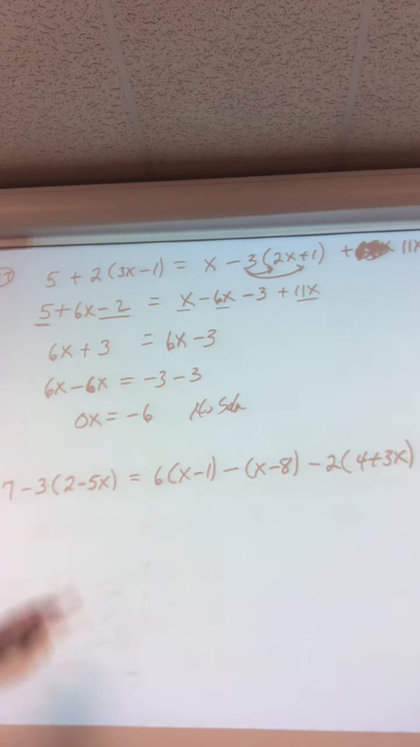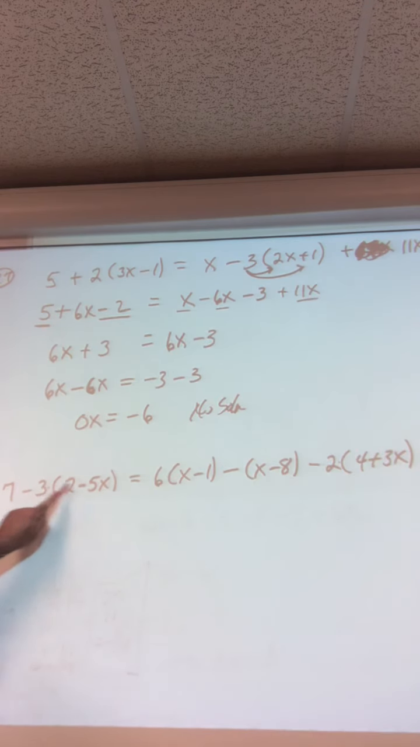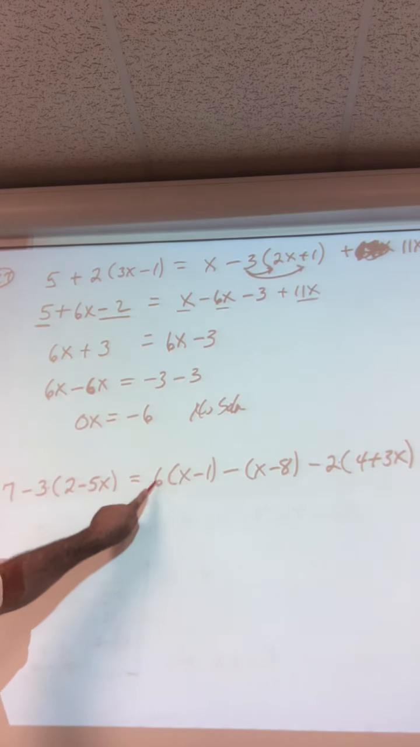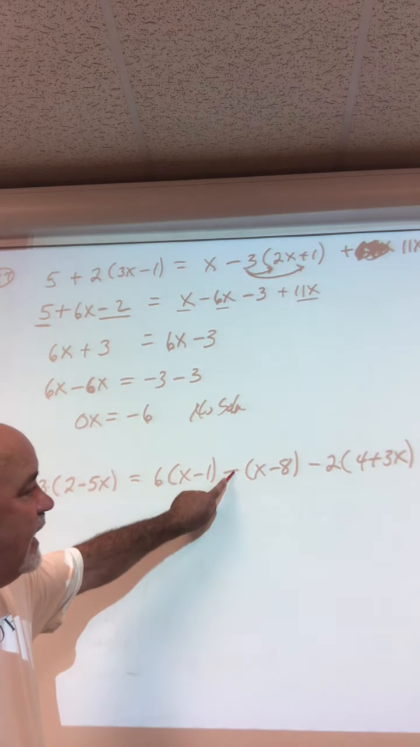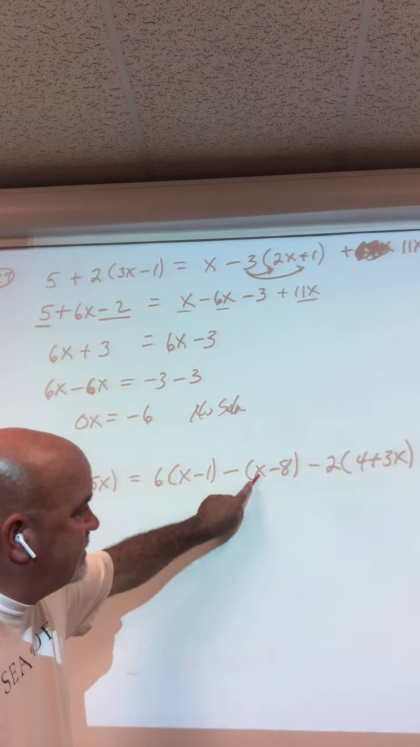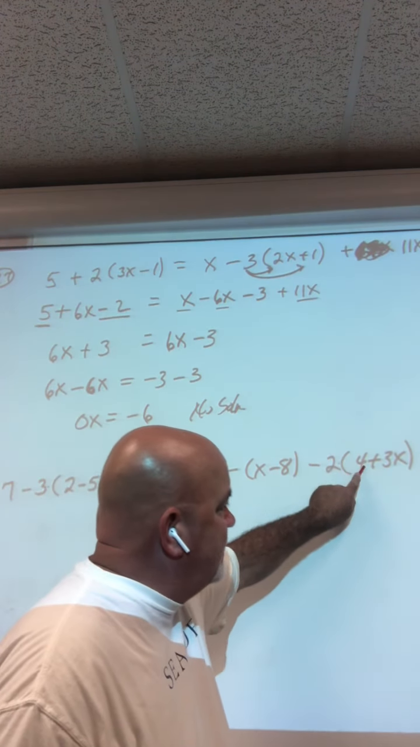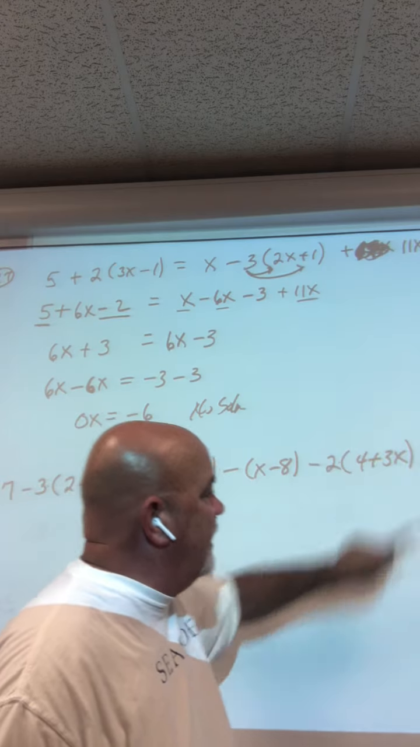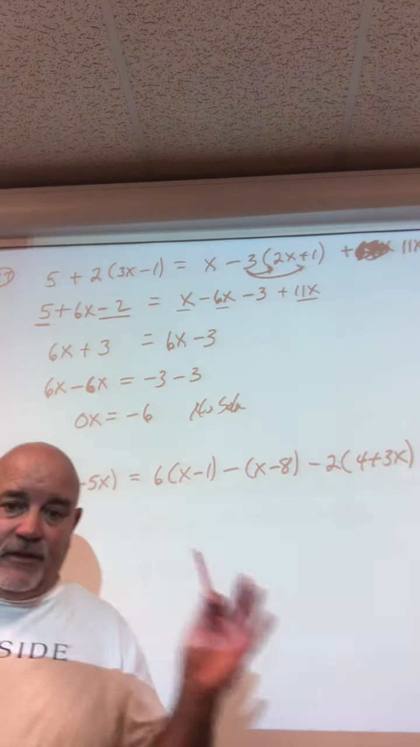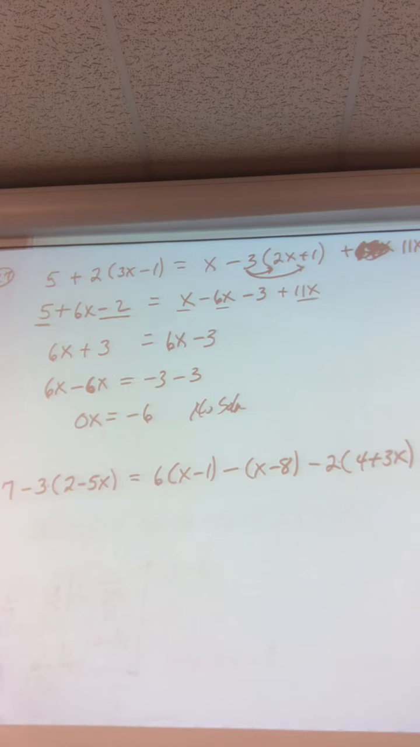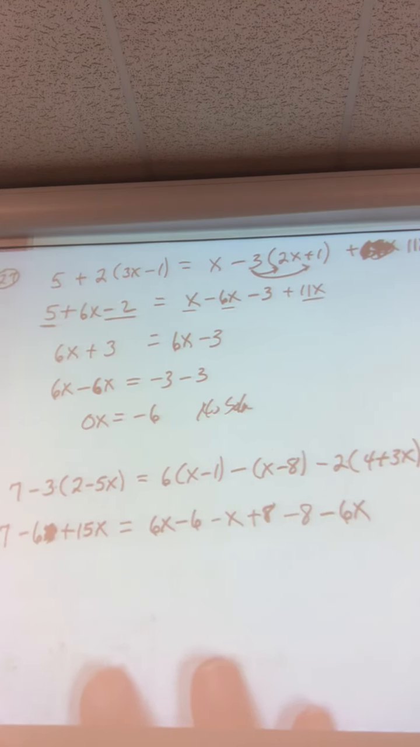Okay, so what I want to do is start out and distribute this 3. When I do, remember this is negative 3 times this, negative 3 times this. 6 times this, 6 times that. Negative 1 times this, negative 1 times that. Negative 2 times this, negative 2 times this. So what I'm doing is just doing everything I can on both sides. All right, when I do this, this is what the next line looks like.